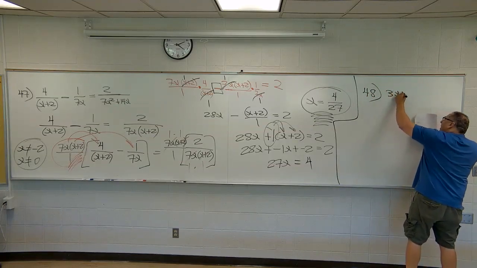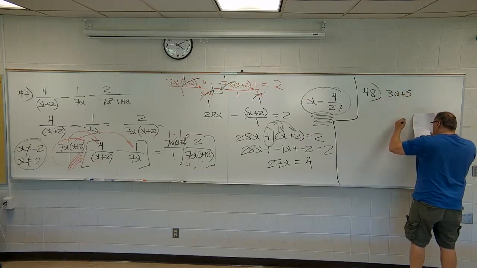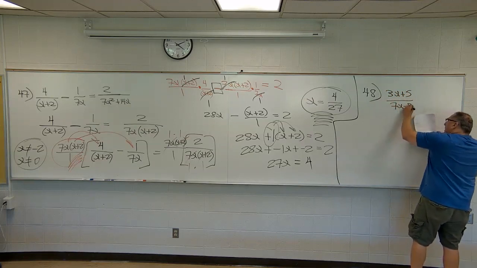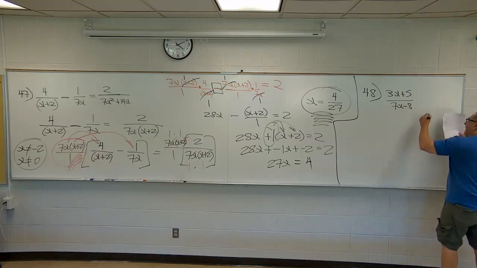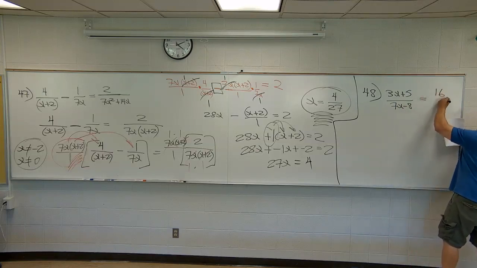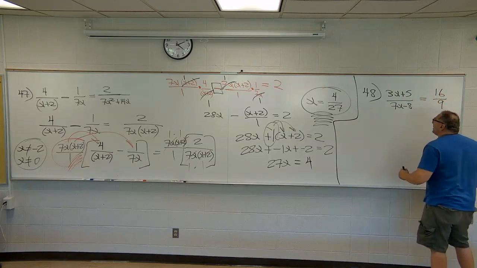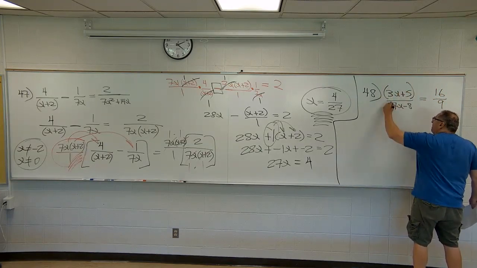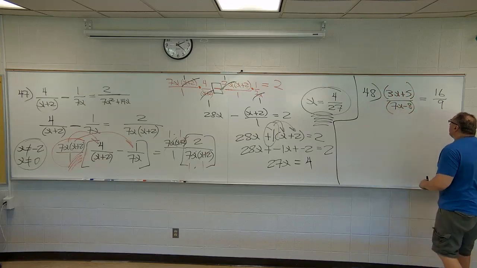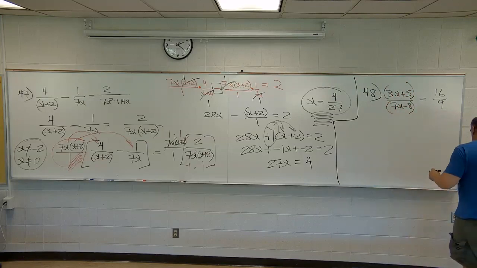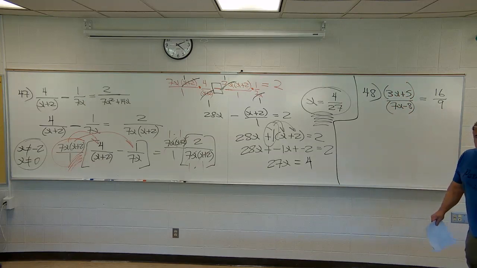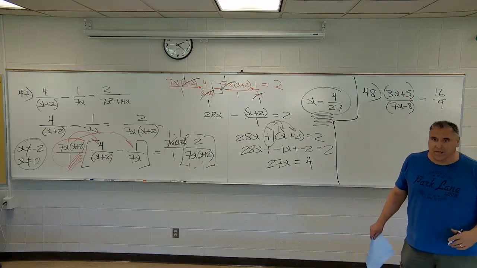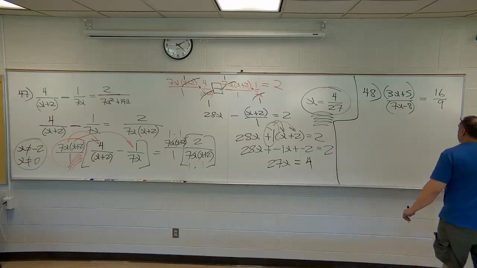So we got the quantity 3x plus 5 over the quantity 7x minus 8, and here we got 16 over 9. Well, this is a lot easier than you think. It's a lot easier than the other one. Put this as a whole quantity, put that as a whole quantity. Solve that equation. How do you do it? It's just a proportion, you guys.